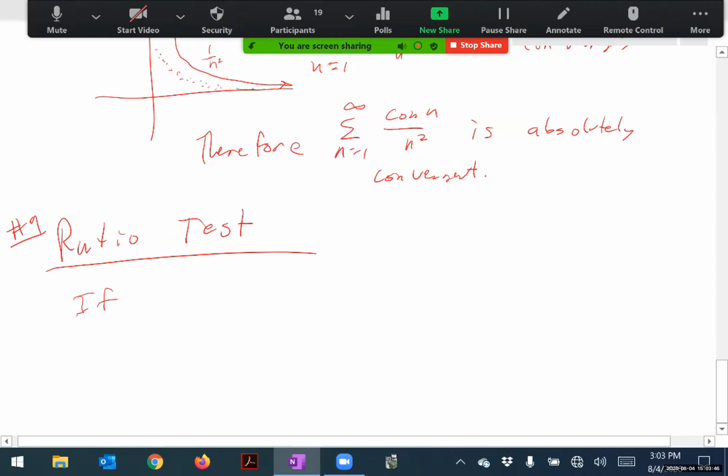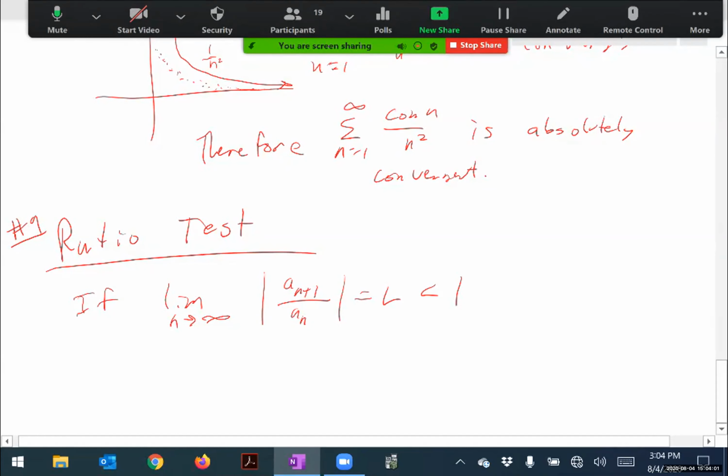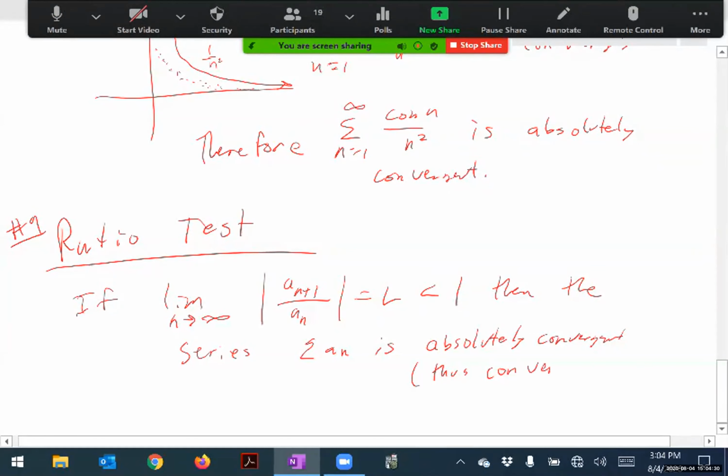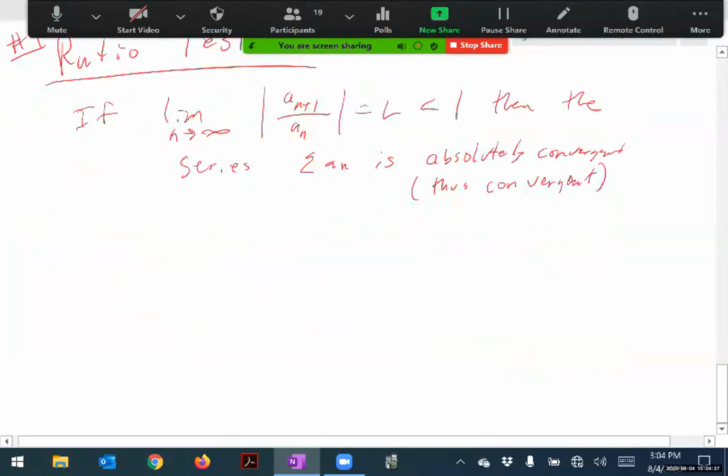Okay. So here's the ratio test. If the limit as n goes to infinity of a sub n plus 1 over a sub n is equal to L, which is less than 1, if the ratio is less than 1, then the series summation of a sub n is absolutely convergent, and thus convergent.